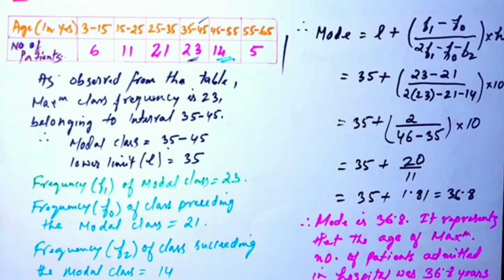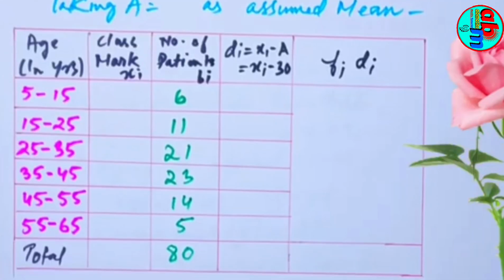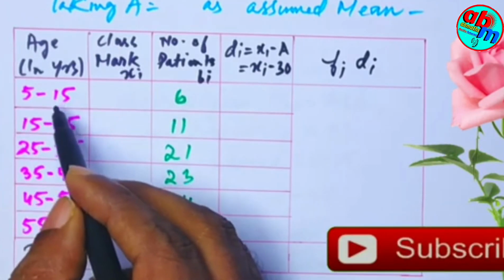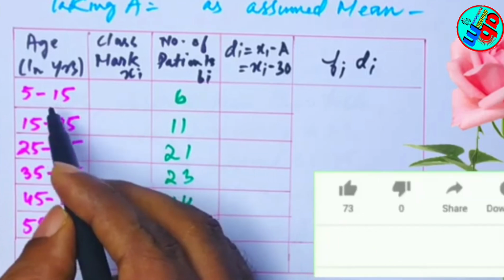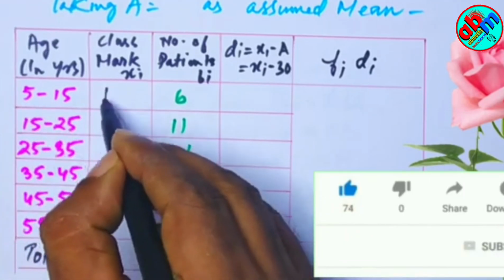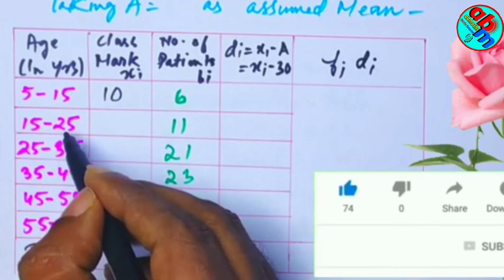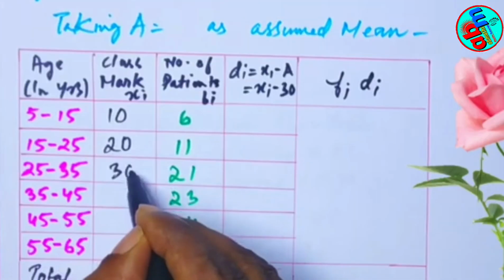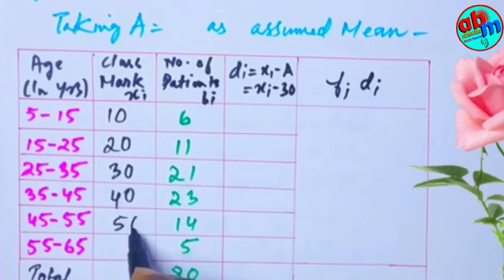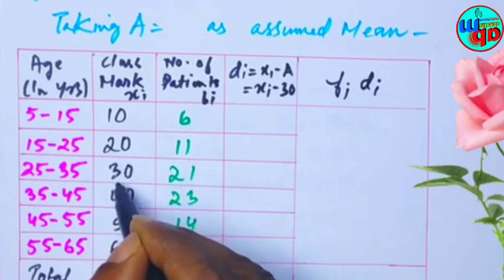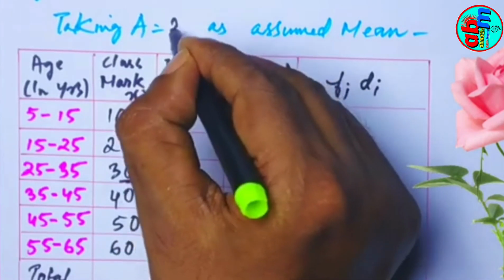Now let us calculate the mean. Here we are preparing the table for the mean, and we find the class mark by adding the lower limit and upper limit and dividing by 2. Here we get 5 plus 15 is 20, divided by 2 is 10. 15 plus 25 is 40, divided by 2 is 20. Likewise we get the others, which are 30, 40, 50, and 60. Out of all these, we choose 30 as our assumed mean.